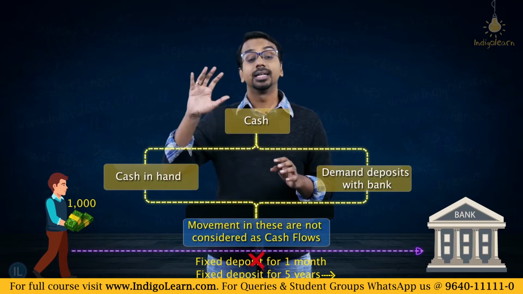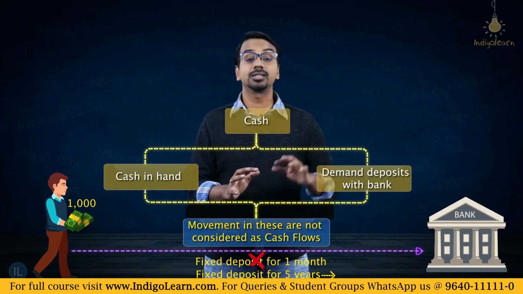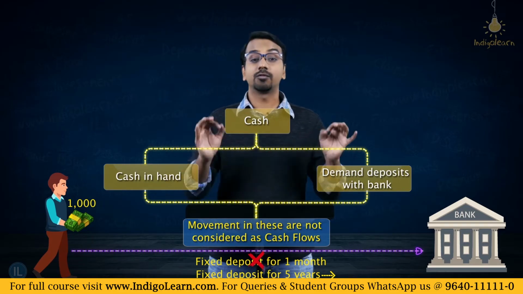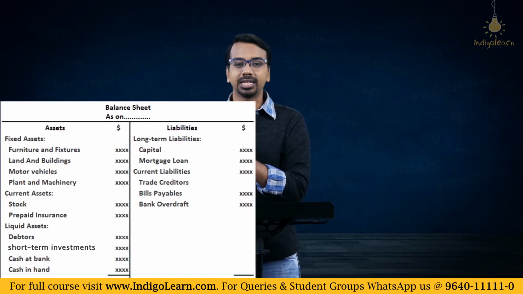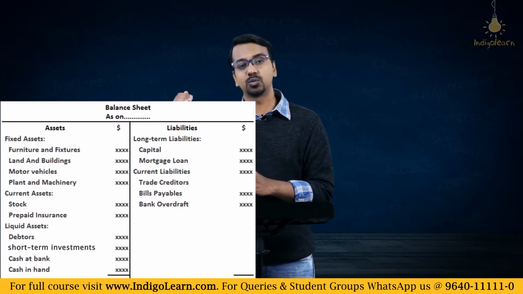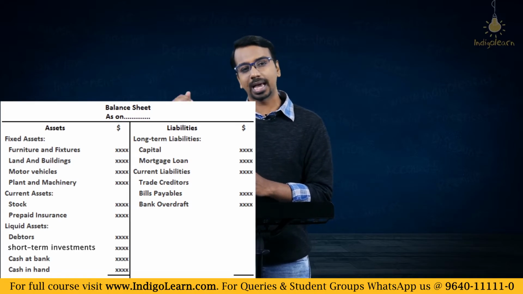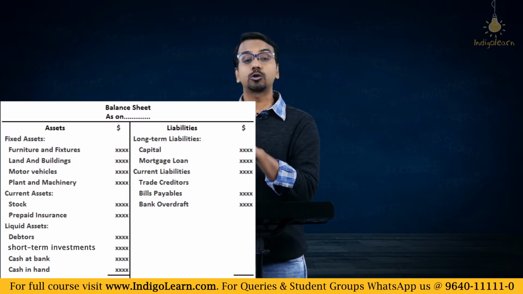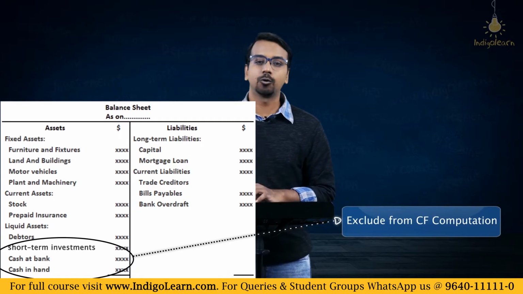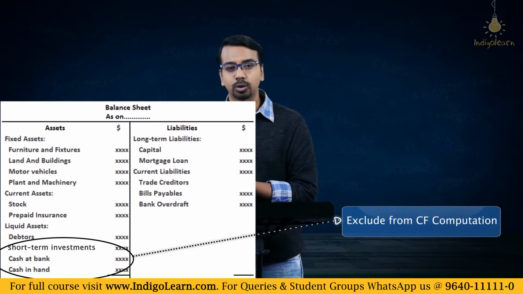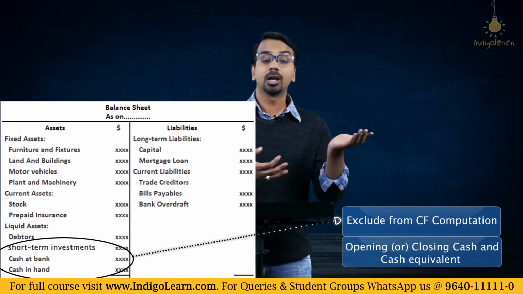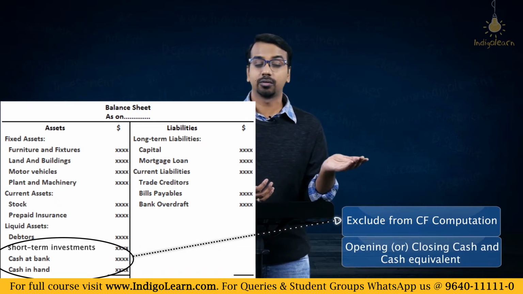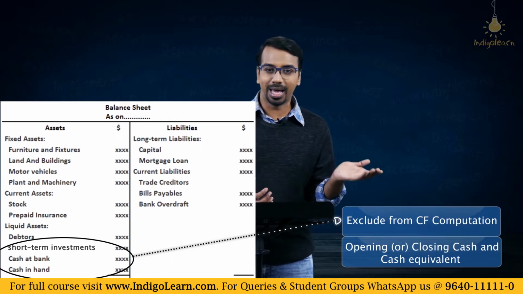That is the reason why understanding of what cash is, what cash equivalent is very, very important. So in the balance sheet, whenever you see cash and cash equivalents, cash, balances with bank, short-term investments, highly liquid short-term investments, exclude that from your cash flow computation. And where will you show them? You will show them as either opening cash balance if it is the opening balance, or as the closing cash and cash equivalent if it is the closing balance.